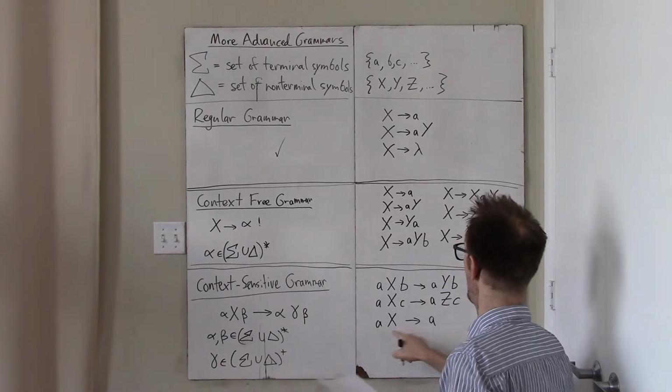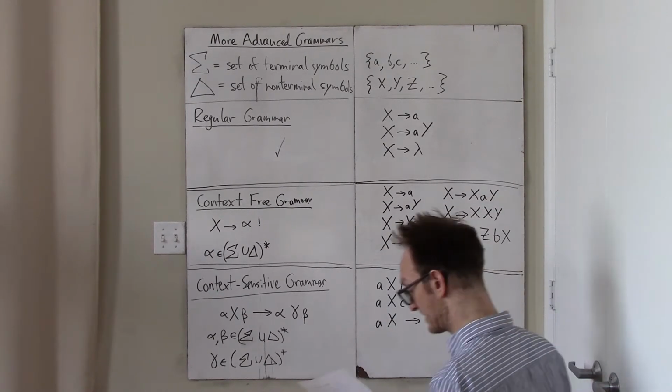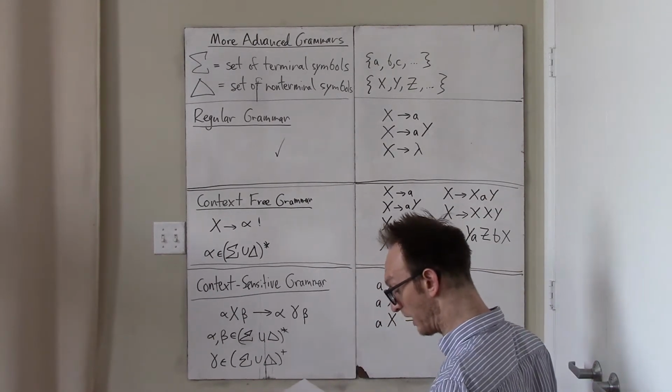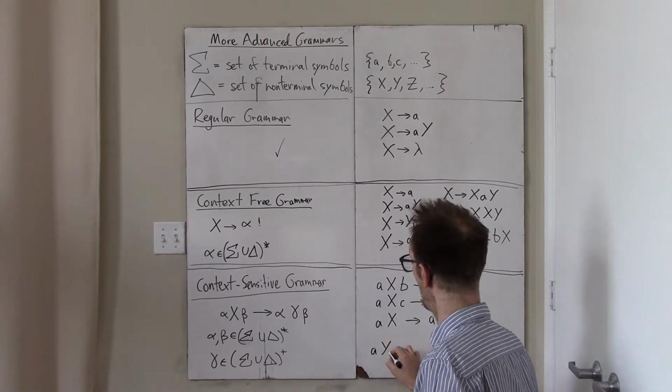Then replace that x with a z. You can do something like that. And also you can have sort of more complicated things, right? So okay, I'll just skip all the way to the end now.